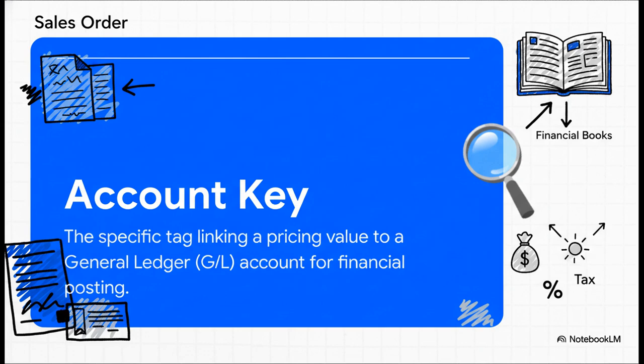Now, if there is one field that the finance department obsesses over, it's this one, the account key. This is the absolute non-negotiable bridge to the company's official financial books. It's a simple code that tells the system exactly which account in the general ledger to post a value to. Is it revenue? Is it a discount? A tax payment? This key is the traffic cop that directs every single dollar. If you get this wrong, the company's books get really messy, really fast.